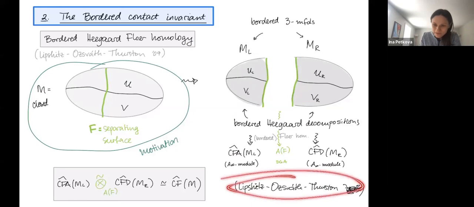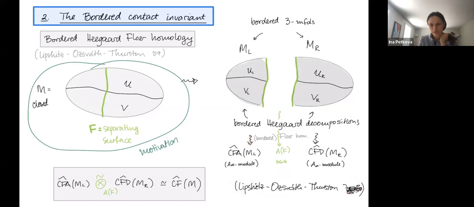All right, and so to a bordered splitting of a three manifold with boundary, they associate an A infinity module over an algebra, a differential graded algebra which is associated to the boundary surface of the three manifold. Approximately, if you don't like hearing the word A infinity, think that you have roughly something like differential graded modules over a differential graded algebra. And so gluing on the topological level corresponds to taking derived tensor product on the algebraic level in a way that it recovers the Heegaard Floer homology of your three manifold.